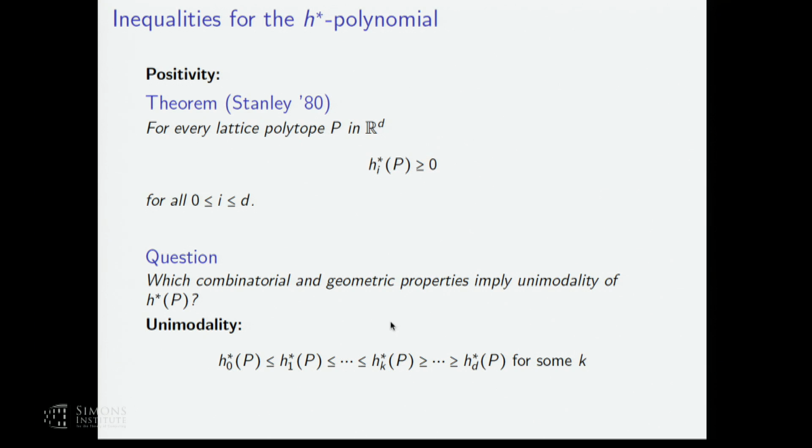inequalities of them. And other questions include, what geometric or combinatorial properties imply certain inequalities that might not be true for all lattice polytopes, but maybe for interesting subclasses. One property that is of particular interest is unimodality, also a very natural property. Unimodality means your sequence first rises to a certain point and then goes down, but in particular, it does not have any dips.